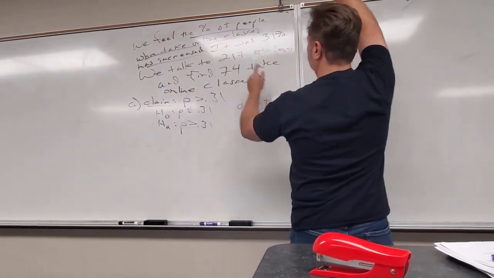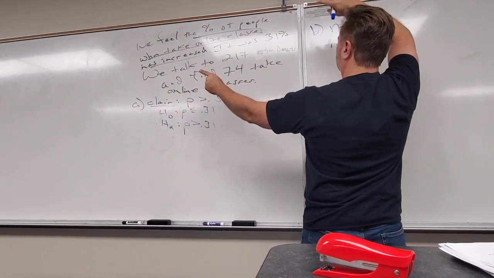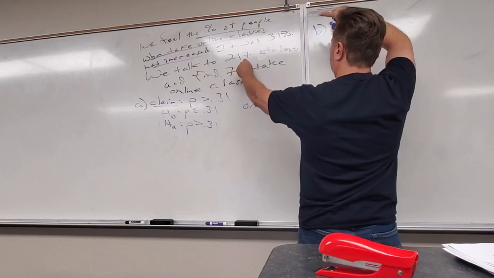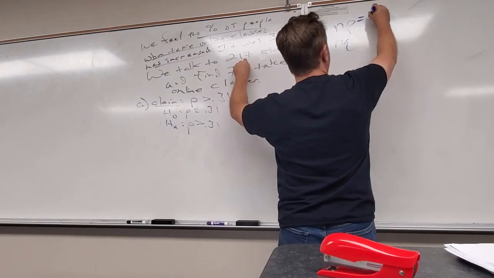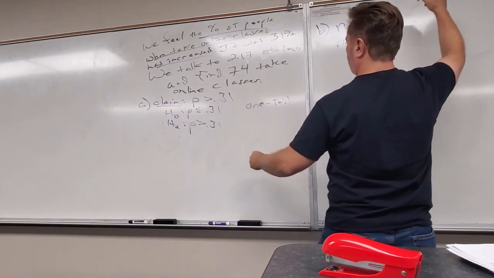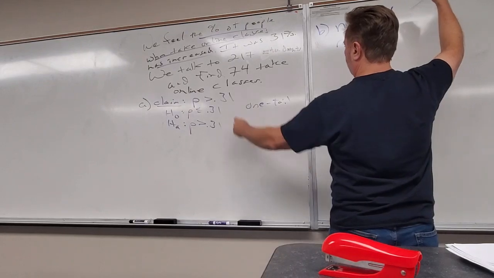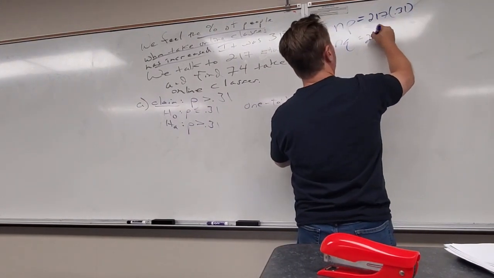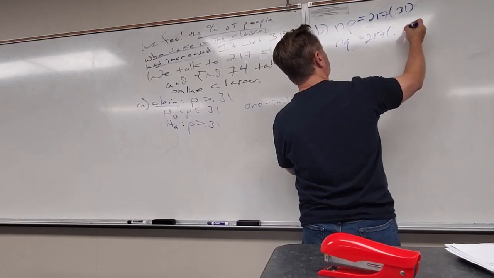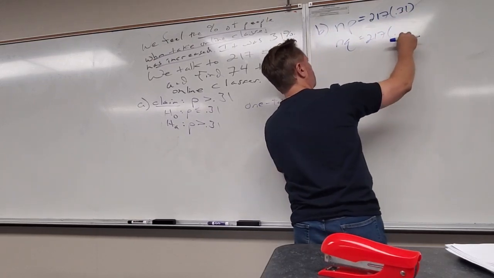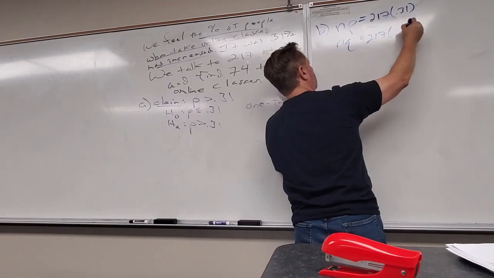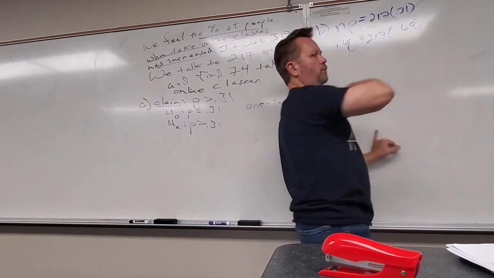What is N? And what's P? We're assuming P to be 0.31. So help me out. What's Q going to be? 0.669? All right, so these have to add up to 1, right?